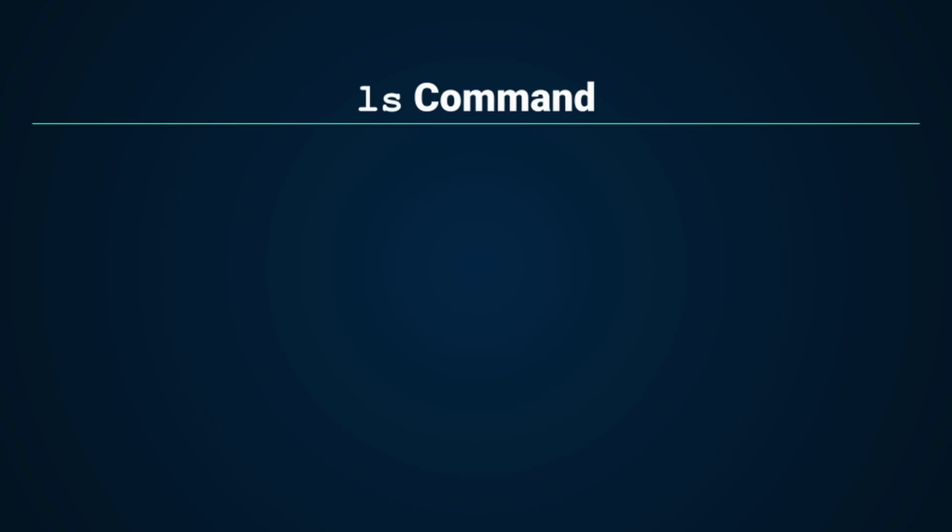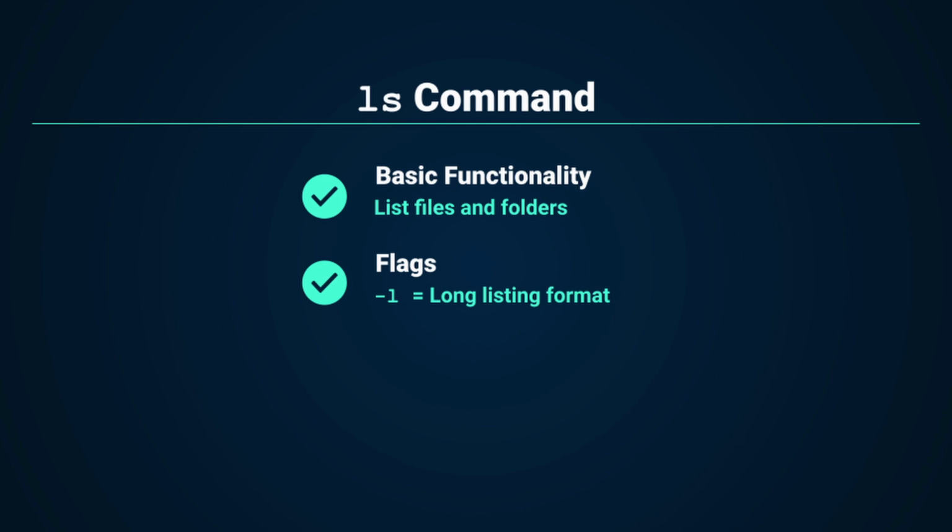The basic functionality of the ls command is to list files and directories. We can use flags, also known as options, to modify the operation of a command and make it more useful for us. One of the basic flags is -l, long listing format, -a for all directories, -R for recursive actions, and -h for human readable output.